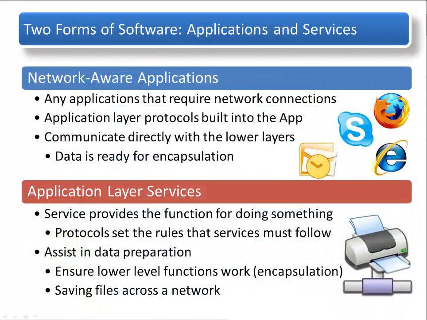There are two forms of application layer software: applications and services. Applications are used by clients that require a network connection. They understand the OSI model and produce data that is ready for encapsulation. An example of client-side software would be a web browser.